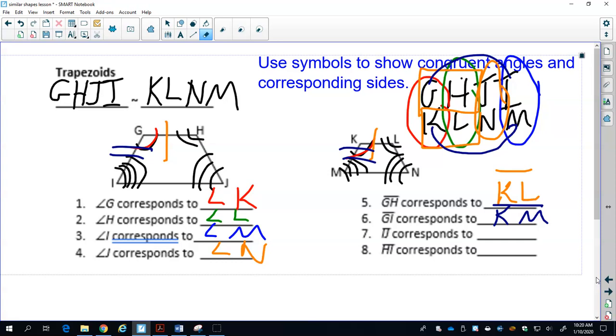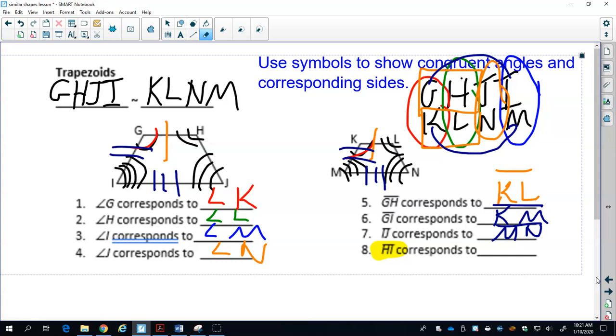IJ goes with what? IJ, 1, 2, 3, goes with MN. And again, you're not always going to have all these symbols on every single shape. You might just be looking for 1 or 2 corresponding side lengths. I know it's a lot. Looks kind of messy. But we're just learning how to use it for all of the side lengths and all the angles. And then the last one, what does HI correspond to?